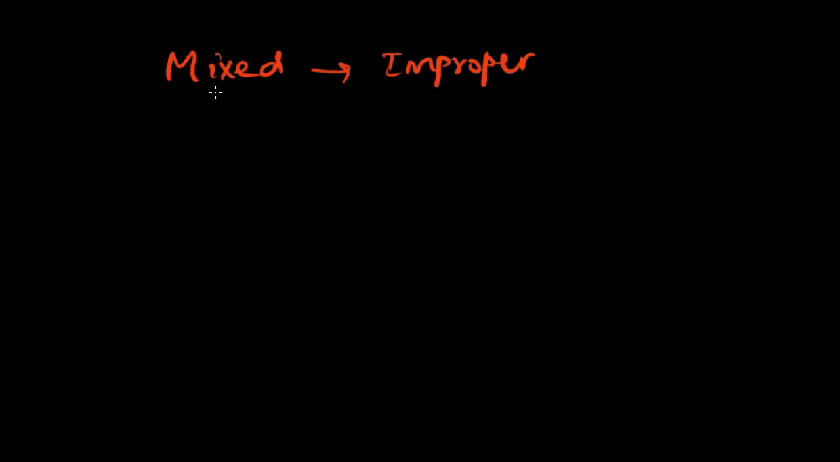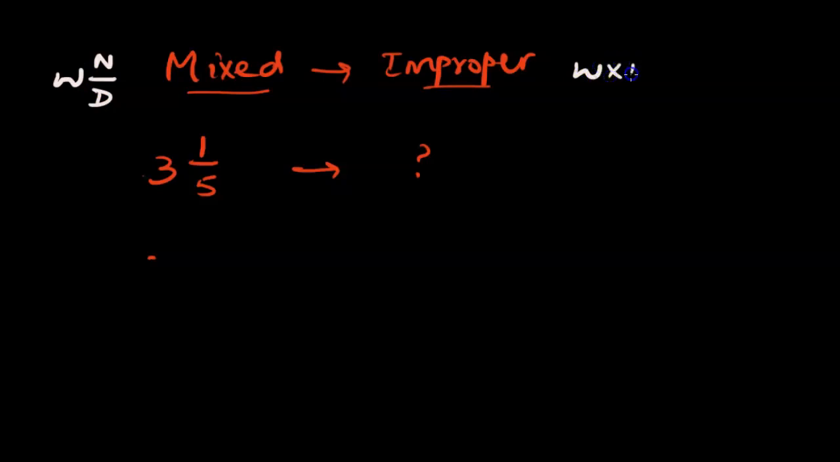We learned how to change improper to mixed. Let's do mixed to improper now. If we have the number 3 and 1 over 5 and we have to change it to improper form, we multiply the middle number, which is the whole number. So the formula is, for a mixed fraction, whole number and numerator over denominator. For an improper fraction, you multiply the whole number with the denominator, so this times this, add the numerator to it, and the denominator stays the same.